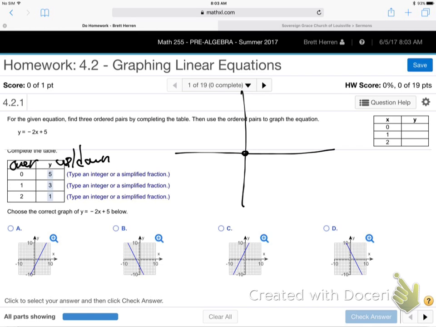So starting in the middle. You always start in the middle. Go over 0. Okay, I go nowhere. Up 5. 1, 2, 3, 4, 5. Put a dot. That's the over 0, up 5 dot. Good so far?